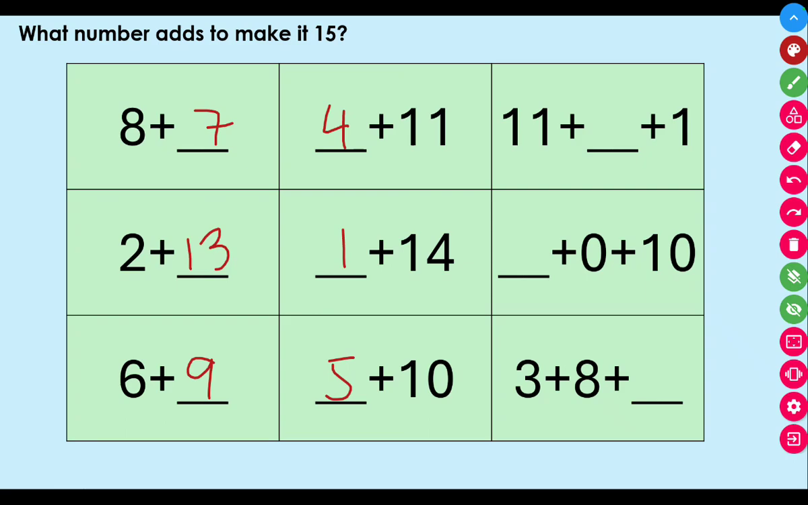11 plus 1, 12, plus 3 is equals to 15. 5 plus 0 is equals to 5, plus 10 is equals to 15. 3 plus 8 is 11, plus 4 is equals to 15.